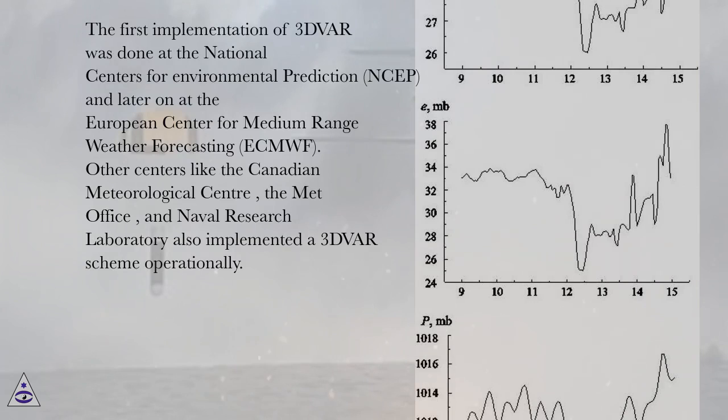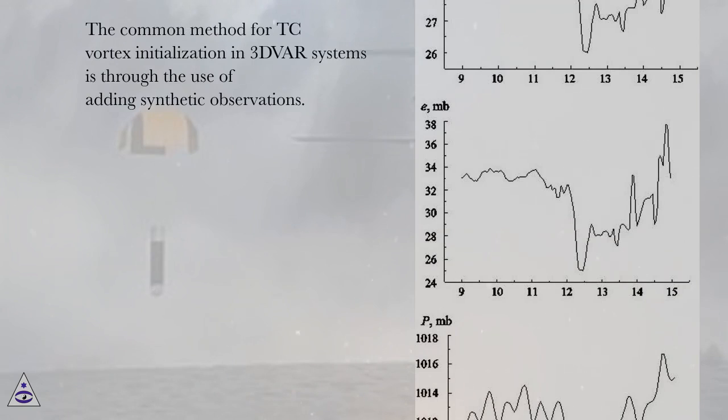The first implementation of 3VAR was done at the National Centers for Environmental Prediction, NCEP, and later on at the European Centre for Medium-Range Weather Forecasts, ECMWF. Other centres like the Canadian Meteorological Centre, the Met Office, and the Naval Research Laboratory also implemented a 3VAR scheme operationally. The common method for TC vortex initialization in 3VAR systems is through the use of adding synthetic observations.